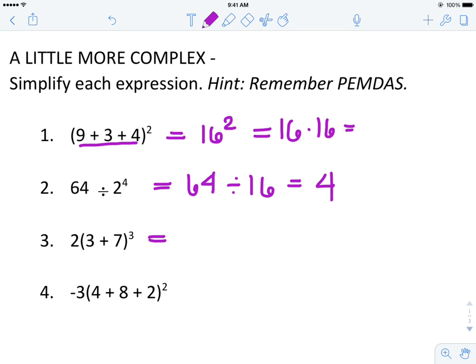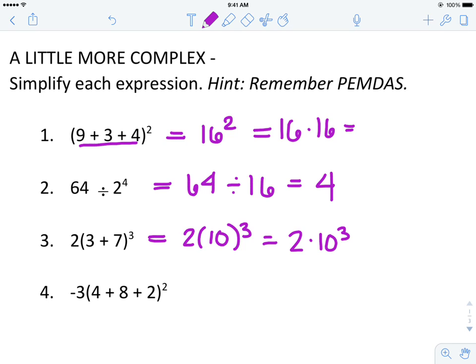So I start with parentheses. I have 3 plus 7 inside my parentheses, so I do 3 plus 7, which is 10. And now I look at it and I see, oop, I have an exponent, 10 to the third power.